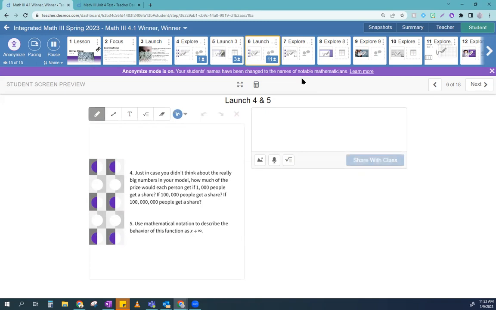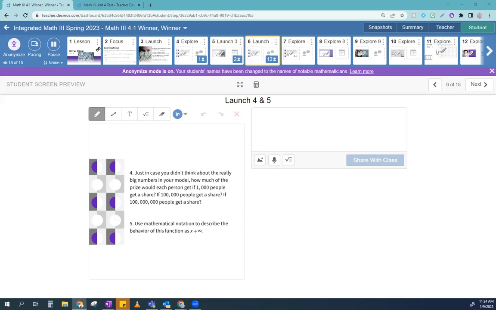What do you guys think? Yeah, the amount is decreasing for sure. And my share is going down, right? My piece of pizza is getting skinnier and skinnier and skinnier. And pretty soon I pick it up and it doesn't even look like a piece of pizza. It looks like a straw. It's so skinny, right? Okay, so exactly. So use mathematical notation to describe the behavior of this function.